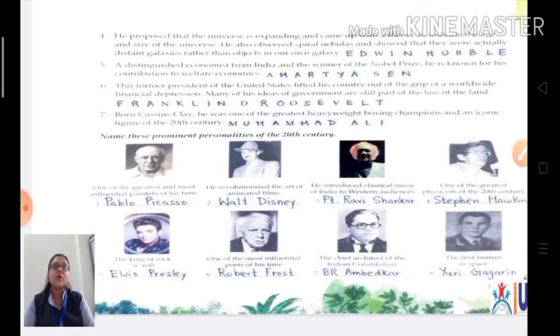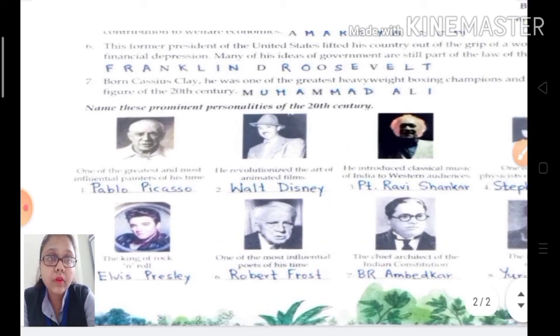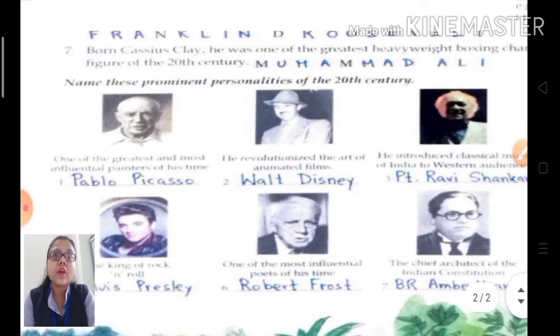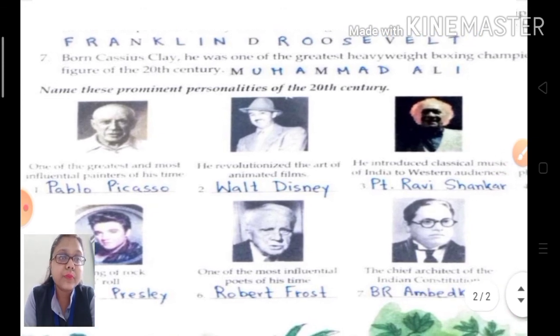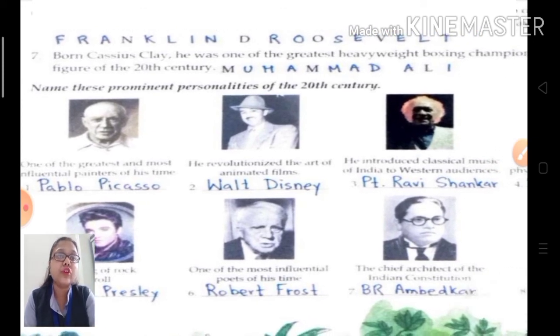Okay, now can you see the pictures here? Name this prominent personality of the 20th century. From the picture you have to name, and here also something else is written. One of the greatest and the most influential painters of his time. 20th century में सबसे greatest painter कौन था? Pablo Picasso. Okay, now number 2, here see the picture also. He revolutionized the art of animated film, Walt Disney.